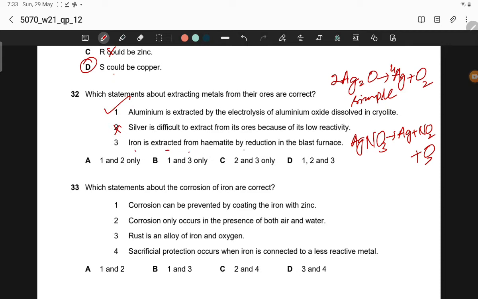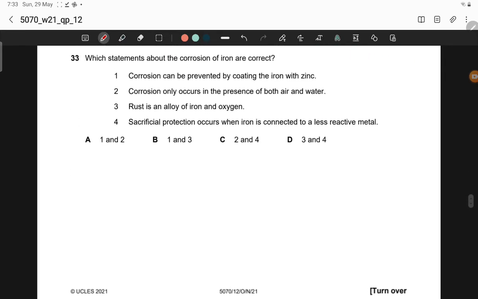Iron is extracted from hematite by reduction in a blast furnace. By reduction, yes, it is a correct statement. So 1 and 3, option B, is correct.